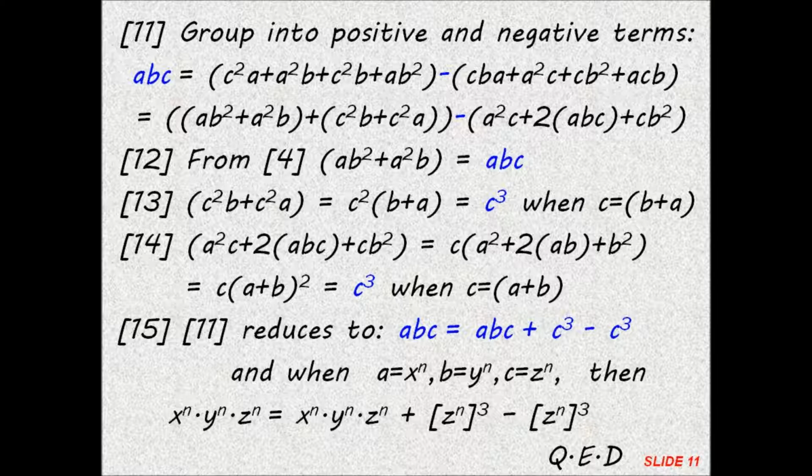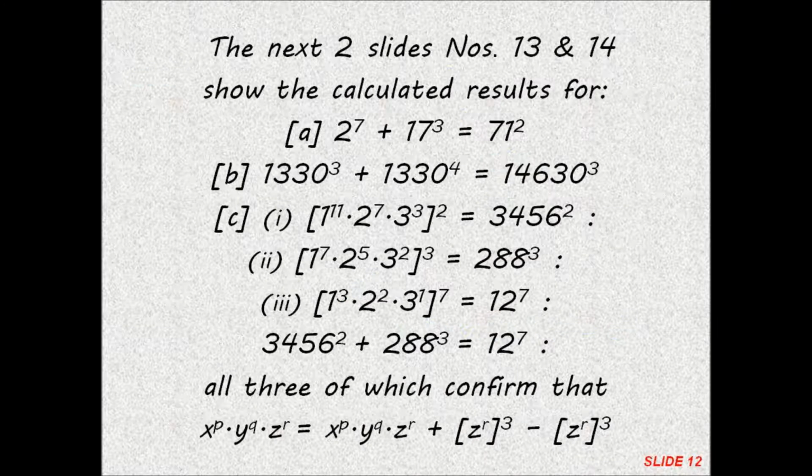15. 11 therefore reduces to the composite A times B times C is equal to the composite A times B times C plus C cubed minus C cubed. When A equals x to the power n, B equals y to the power n, C equals z to the power n, then x^n times y^n times z^n is equal to x^n times y^n times z^n plus z^n cubed minus z^n cubed, QED.